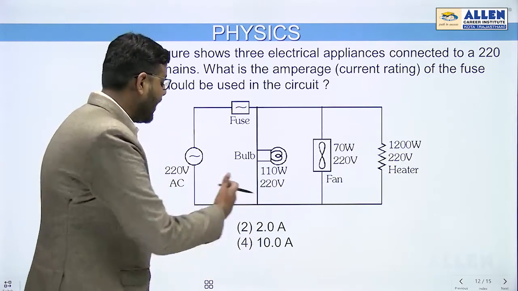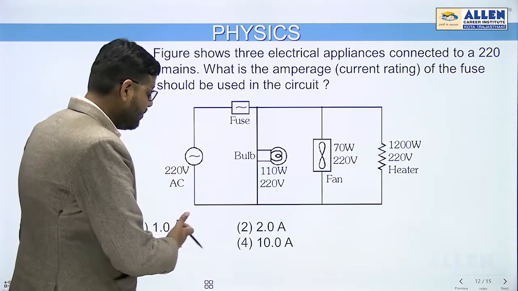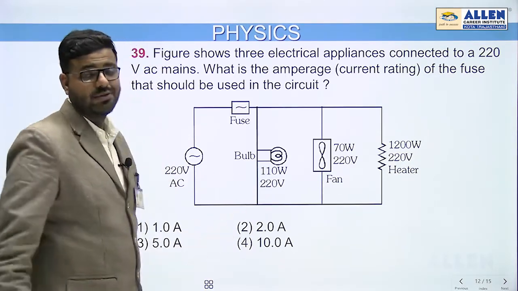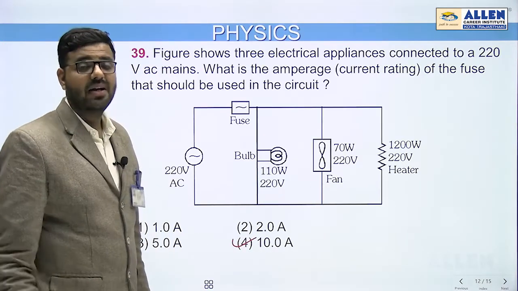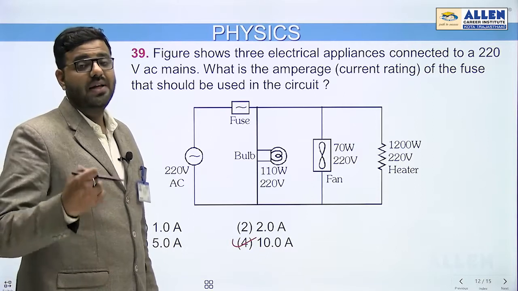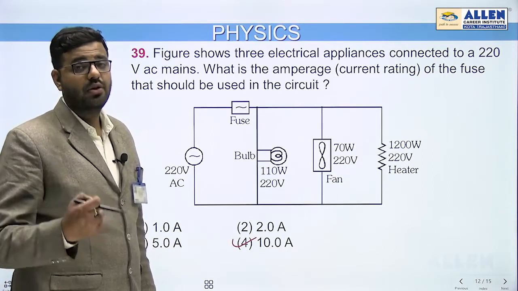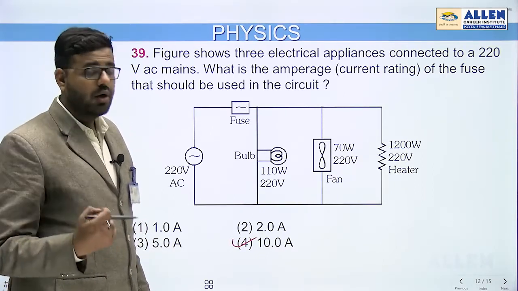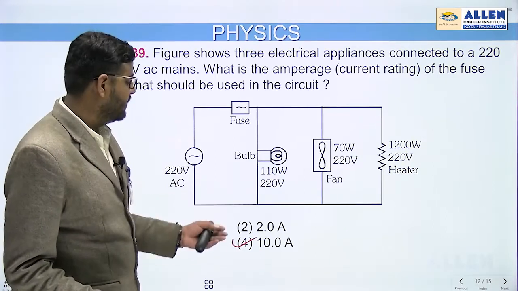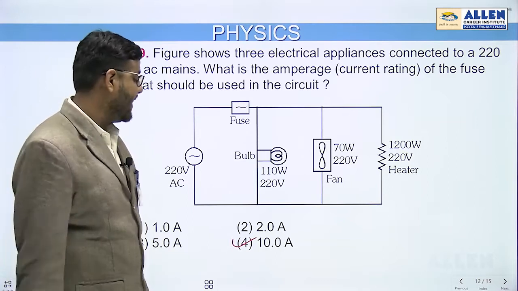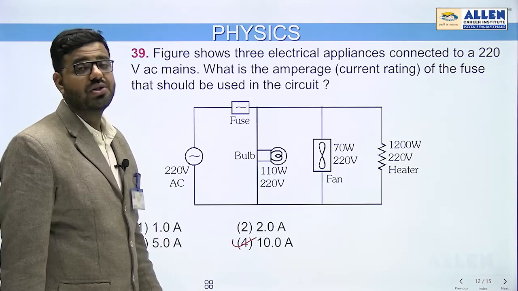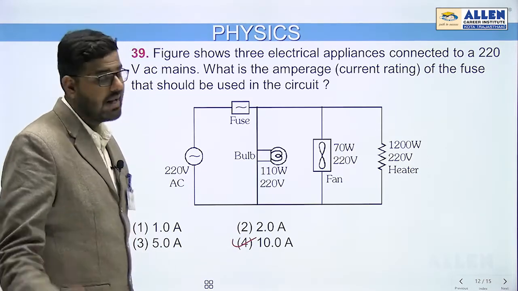So here out of the given options 1, 2, 5 and 10, the correct answer for this question is option 4, that is 10 ampere, since 6.27 ampere current is required by the devices so that it can function or run properly. So the current rating of the fuse should be greater than 6.27, that is 10 ampere. So the correct answer for this question is option 4, that is 10 ampere.